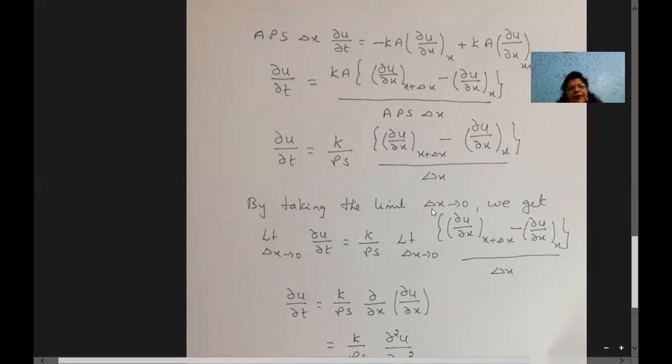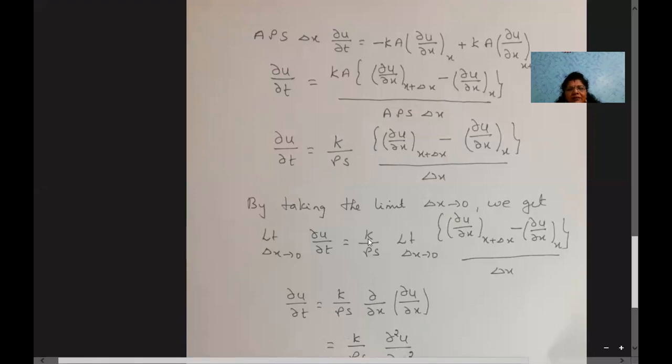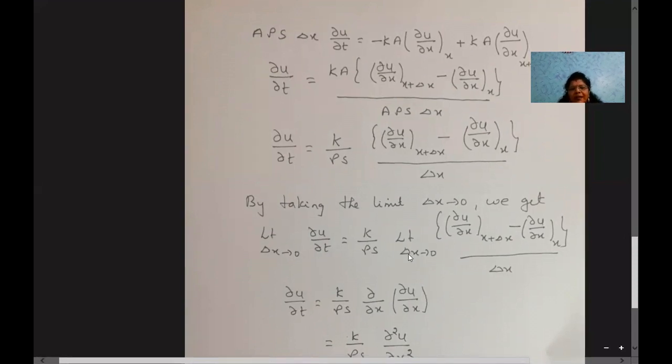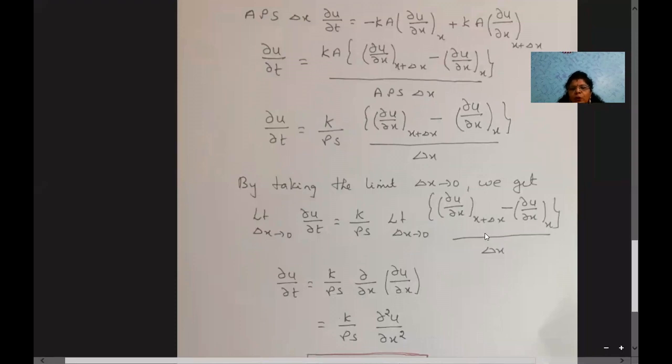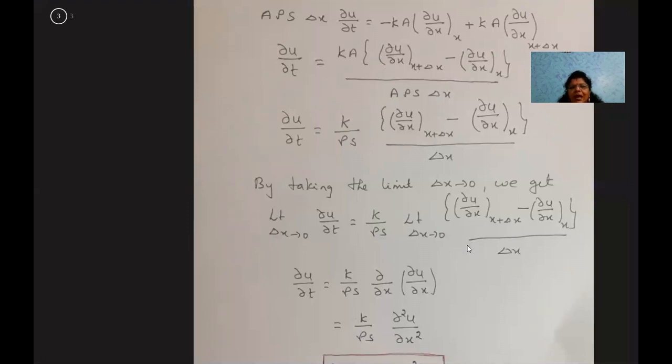By taking the limit delta X tends to 0 on both sides, what will you get? Limit delta X tends to 0 of dou U by dou T is equal to limit delta X tends to 0 of the other side. But K by rho S is a constant which is independent of delta X. So I write K by rho S times the limit delta X tends to 0 of dou U by dou X at X plus delta X minus dou U by dou X at X, divided by delta X. What is this? This is the derivative of dou U by dou X. By the partial derivative definition, dou U by dou X means limit delta X tends to 0 of U of X plus delta X minus U of X, divided by delta X.